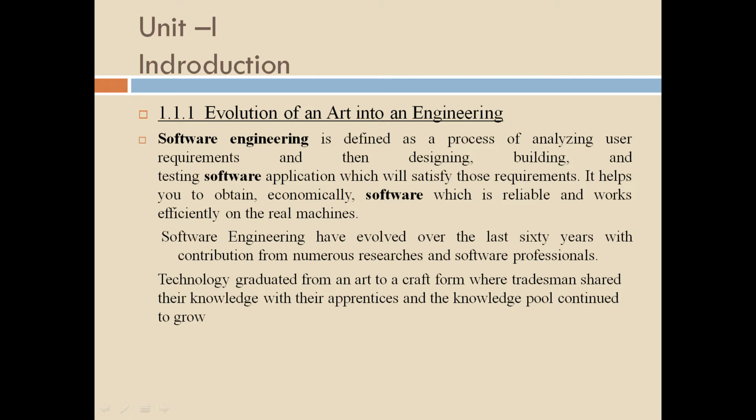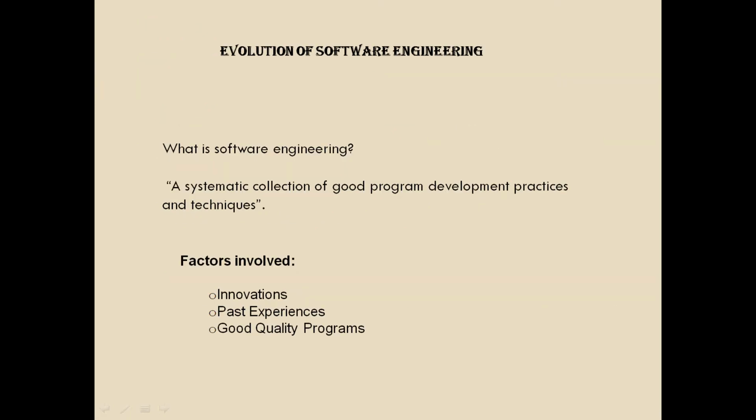And as we said, software engineering has evolved through many years, and we learned what software engineering is. So what is software engineering? In the simple sense, it is the essence of all the past experiences and innovations in writing good quality programs in an efficient way that have been systematically organized into a body of knowledge. So, a systematic collection of good program development practices and techniques. Software engineering is a systematic collection of good development practices.